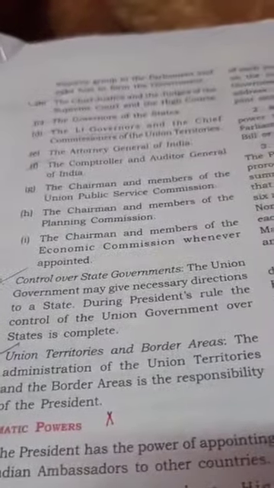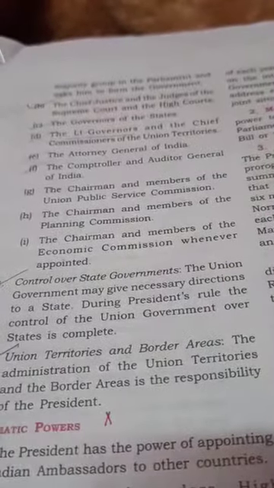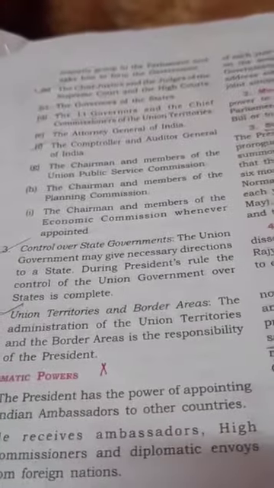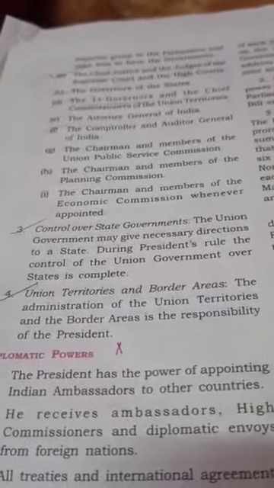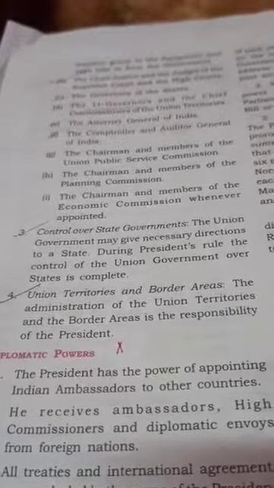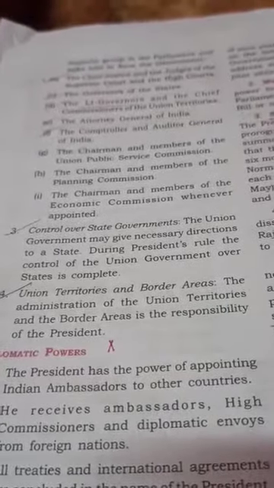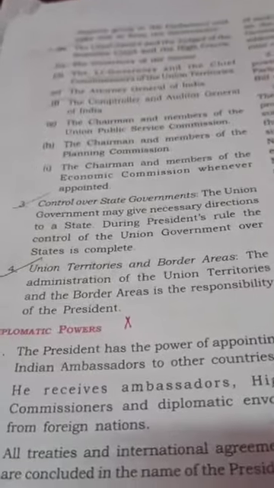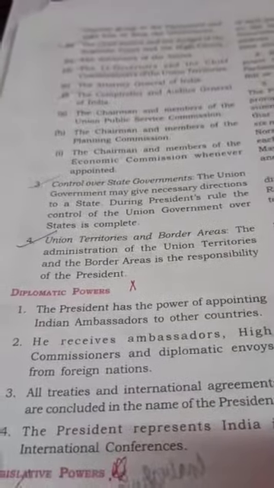He summons the leaders. Then the chief justice and the judges of the Supreme Court, High Court, the governors of the states, lieutenant governor, chief commissioner, attorney general, controllers, auditor general, chairman and members of the union public services, chairman and members of the planning commission, chairman and members of the economic commission, whenever appointed. So it is the work of the president.